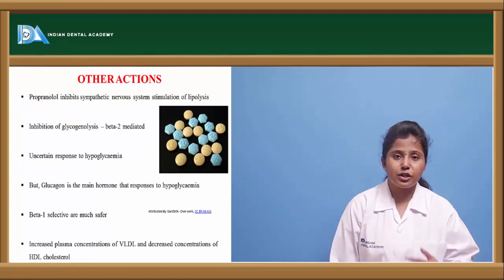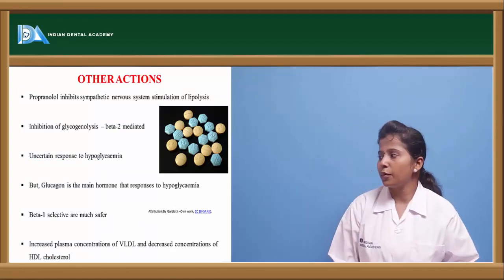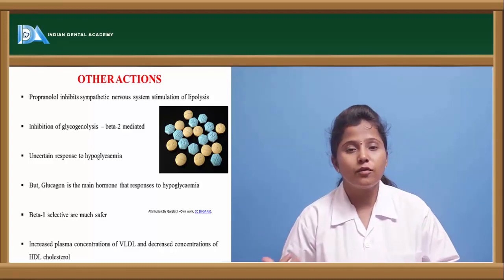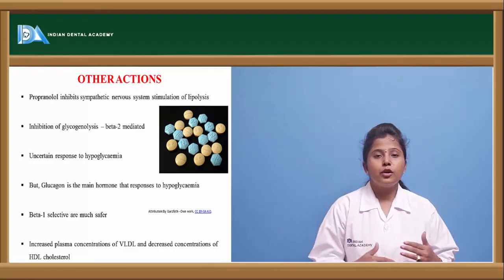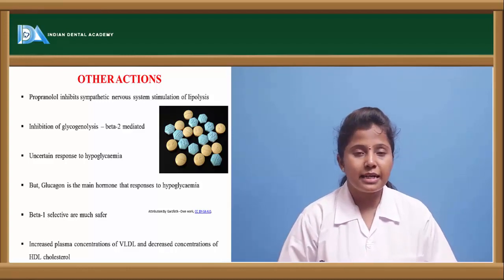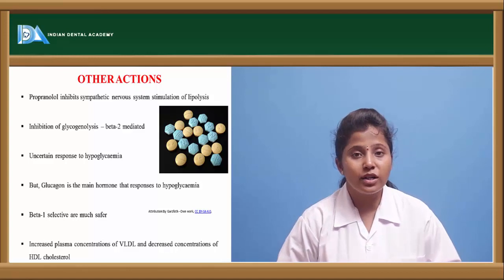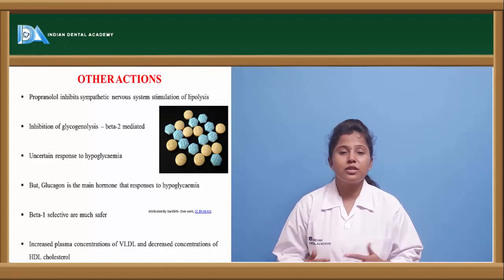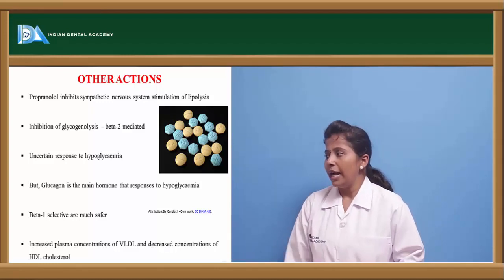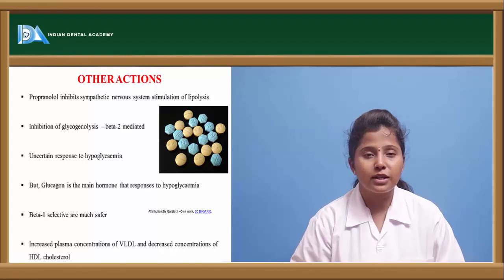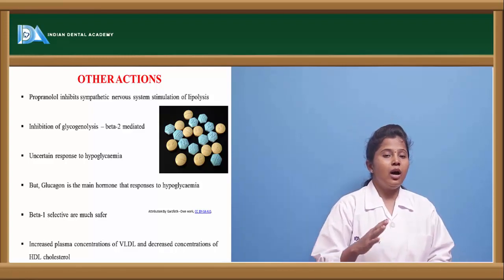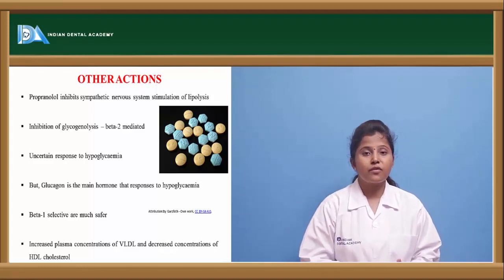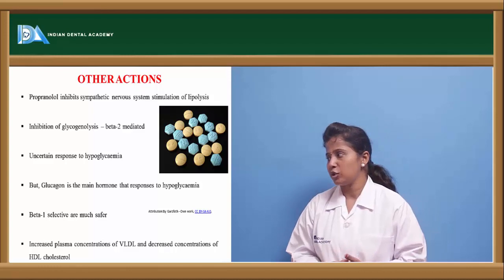And what are the other actions of propranolol? Propranolol inhibits the sympathetic nervous system, but here it shows stimulation of lipolysis. So the breakdown of lipids is increased, and there will be inhibition of glycogenolysis. In the previous slide itself we saw reduced exercise capacity, where it leads to reduced glycogenolysis because of the beta-2 receptor mediated action.